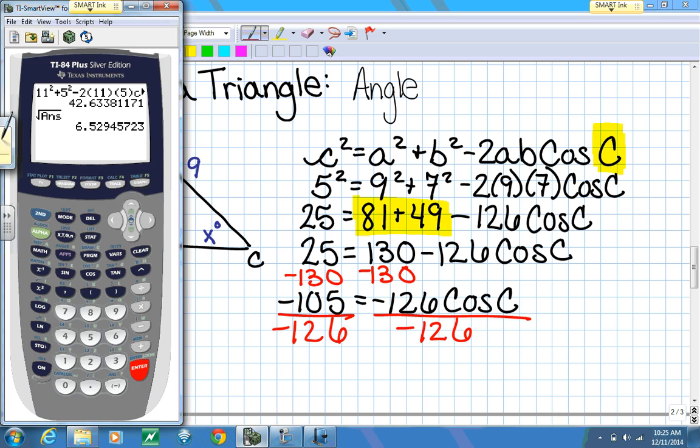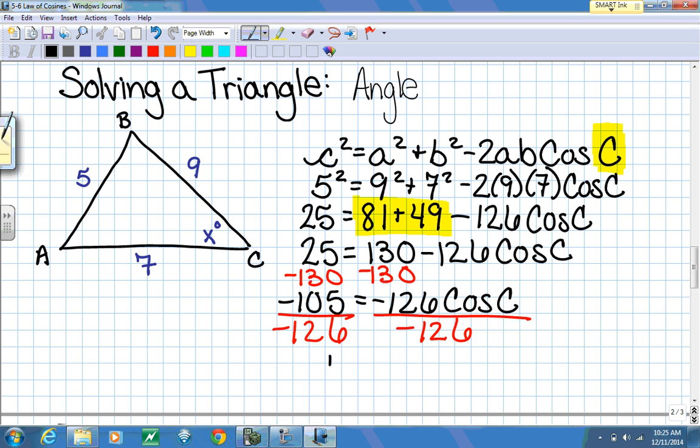And when I do that, I'm going to bring my calculator up. Negative 105 divided by negative 126. I get this decimal, 0.83 repeating itself. I could actually turn that into a fraction if I wanted to, and so I get 5/6. So the cosine of angle C is equaling 5/6 at this point.